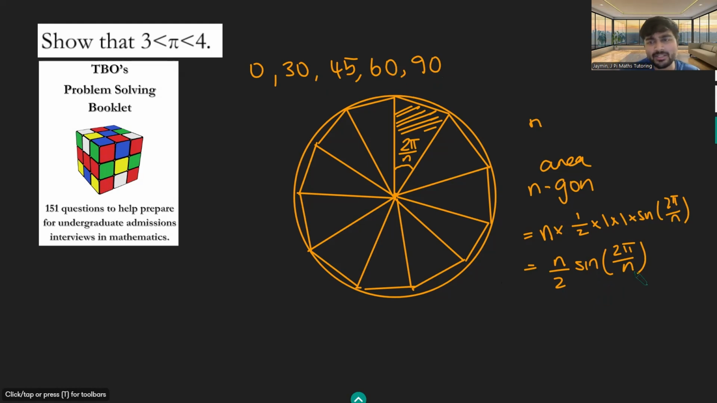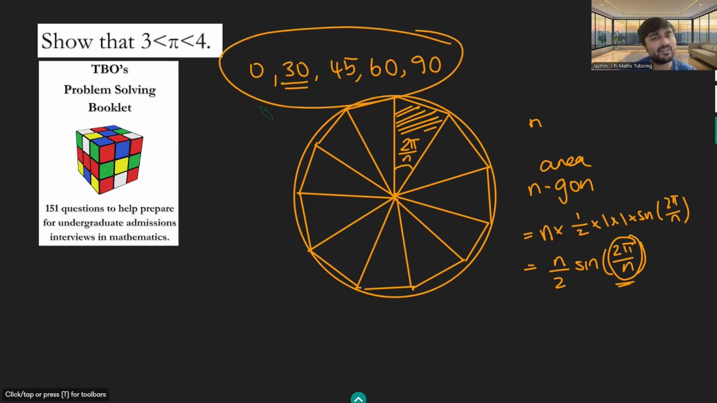And now, in order to make this area as big as possible, as we say, we need to make n as big as possible. And that corresponds to making this angle as small as possible. But of course, clearly this is always positive. What's the smallest positive number in this list here? 30 degrees. 30 degrees is pi over 6, so we want 2 pi over n to equal pi over 6. So let's try n equals 12 and see what happens.